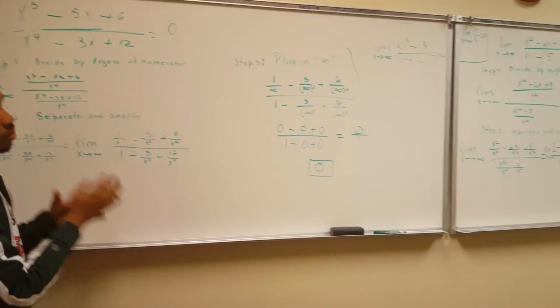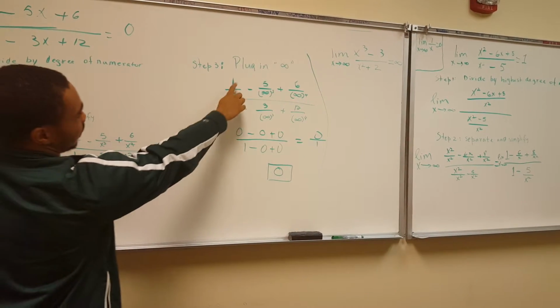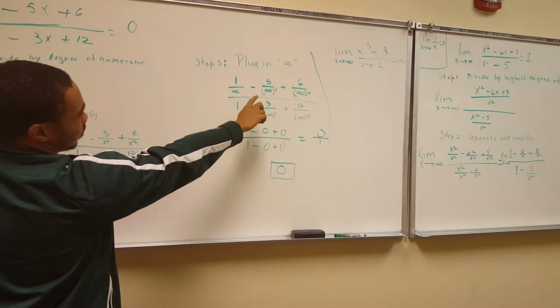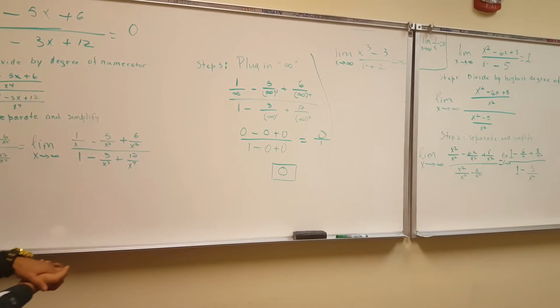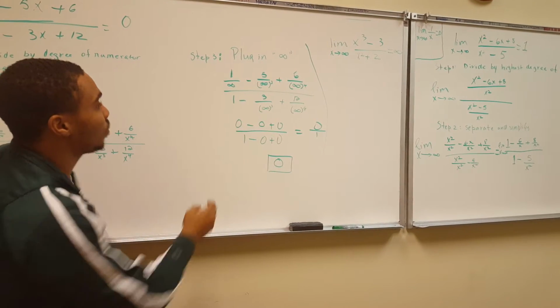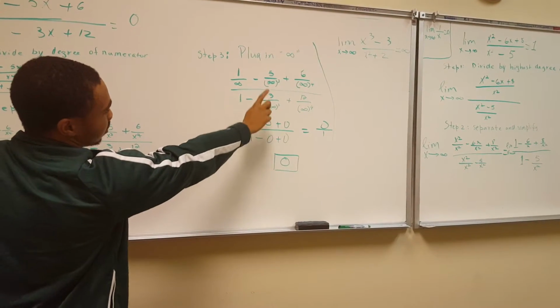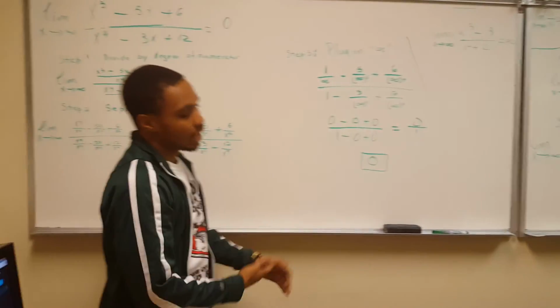And then the next step will be to just plug in infinity. So 1 over infinity minus 5 over infinity cubed, which is infinity, plus 6 over infinity to the 4th, which is still infinity. So dividing it will be 0 minus 0 plus 0 over 1 minus 0 plus 0, which gives us 0.